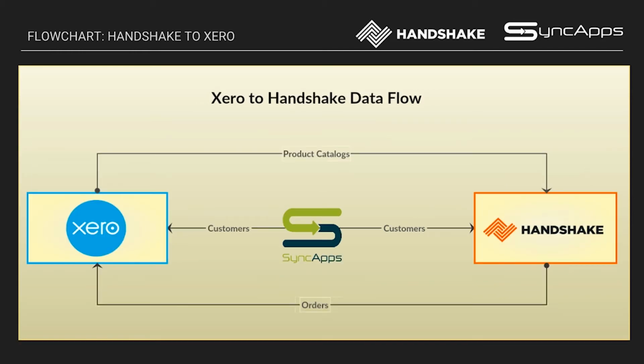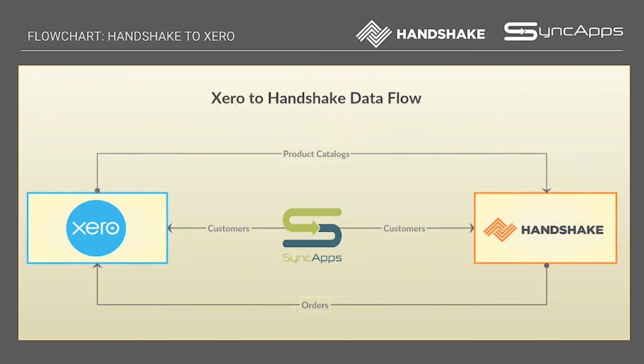For the Xero to Handshake data flow, it's quite similar to NetSuite, but we only bidirectionally integrate your customer's information between Xero and Handshake, and Xero's product catalogs will be integrated into your Handshake portal, wherein you can take orders and those orders will be synced back to Xero. So everything is automated and everything will be updated in real-time syncing with SyncApps.